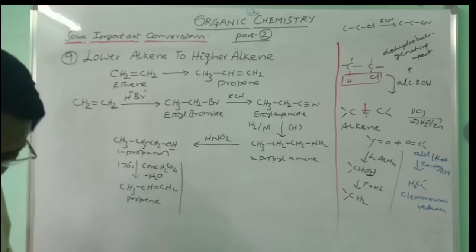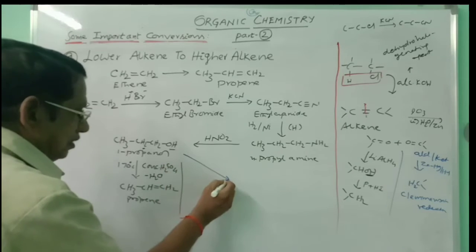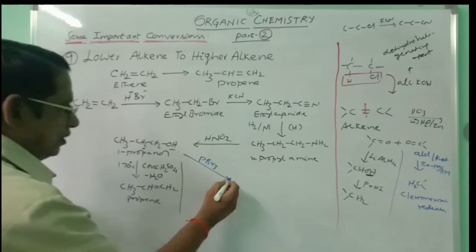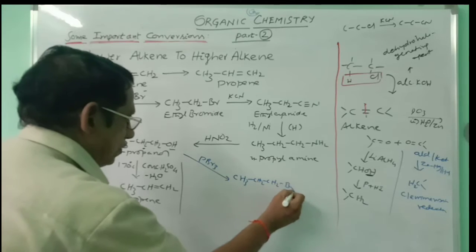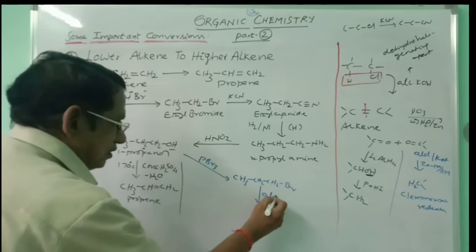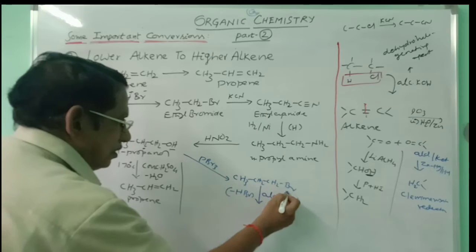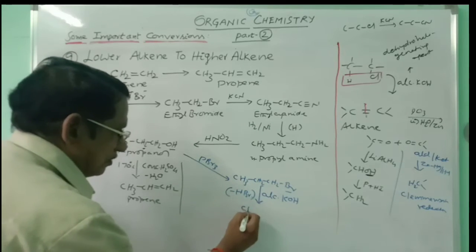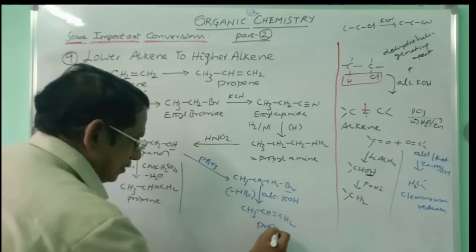Or on the other hand, this can be converted into alkyl halide by treating with PBr3 or PCl3. It is converted into CH3CH2CH2Br, normal propyl bromide. Dehydrohalogenation, treat this with alcoholic KOH. Dehydrohalogenation takes place here, Br here, H here, minus HBr. So it will be converted into CH3CH=CH2. Propene is once again obtained.